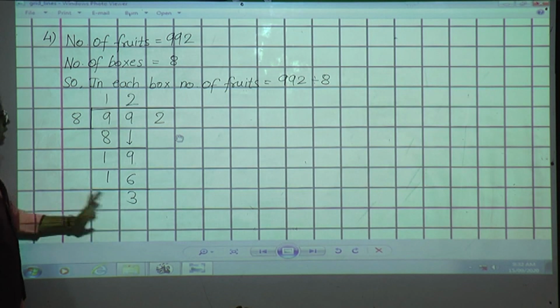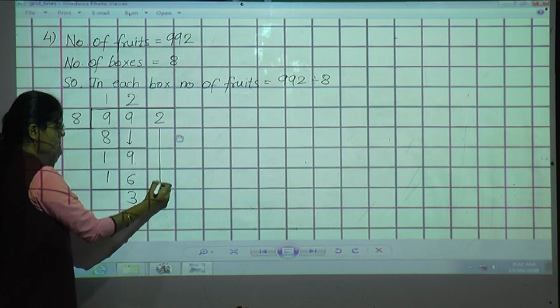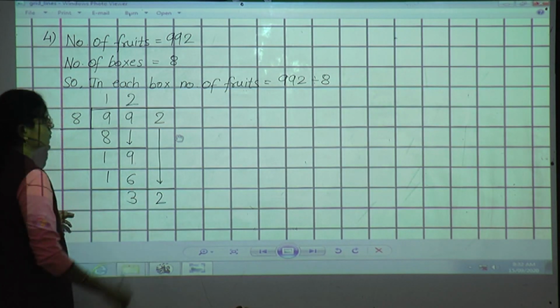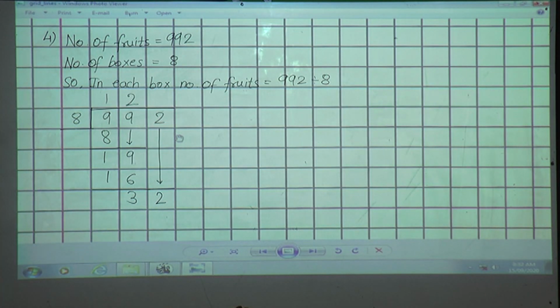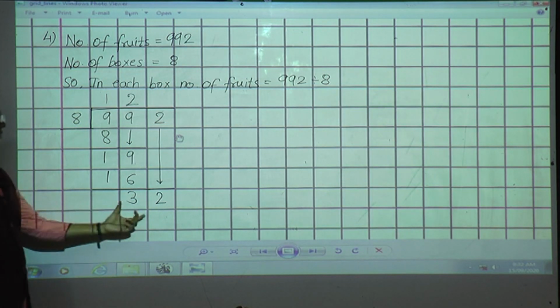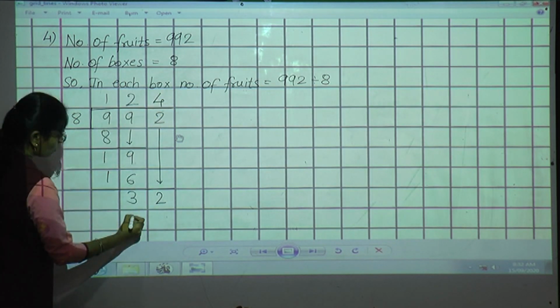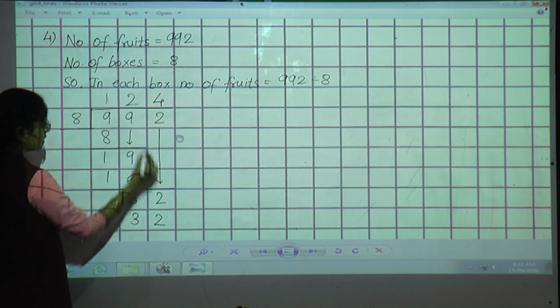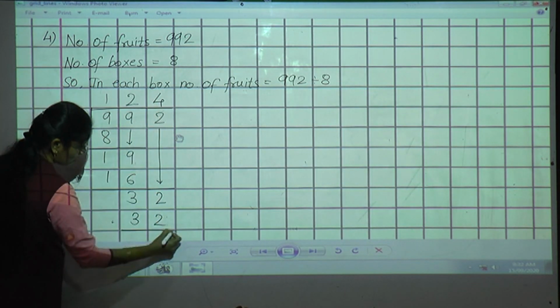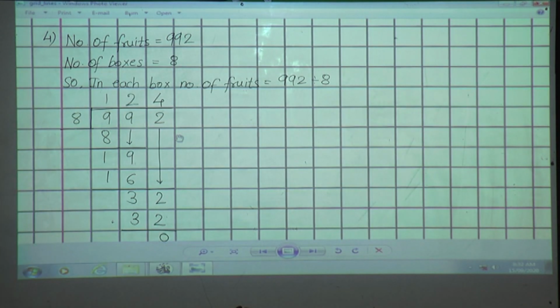Now the last step. In the last step, this 2 will come down. Okay, whatever number is there at one's place, that number will come down. Now here we have 32. Again see the table of 8. Can you see the 32 number in the table of 8? Yes, it is there. 8 4s are 32. Then 32 minus 32, 0. Okay, so in each box number of fruits is equal to 124. So finally you have to write the answer in the sentence.